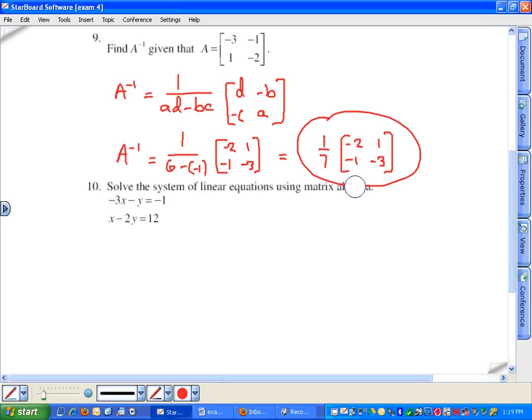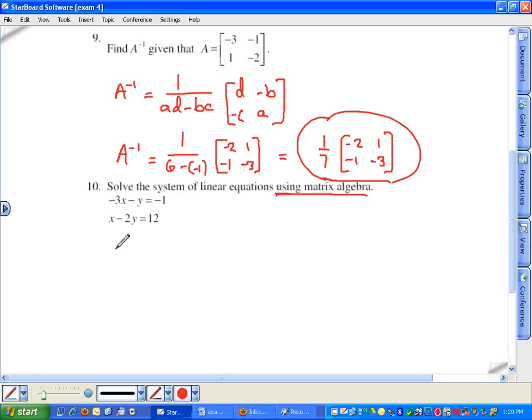Okay. Matrix algebra. Now read the directions. It says solve the system using matrix algebra. If you solve the system any other way, besides clearly showing matrix algebra, then you won't be getting credit for this problem. Okay? It's fine if you solve it another way just to check your answers, but I have to see matrix algebra.